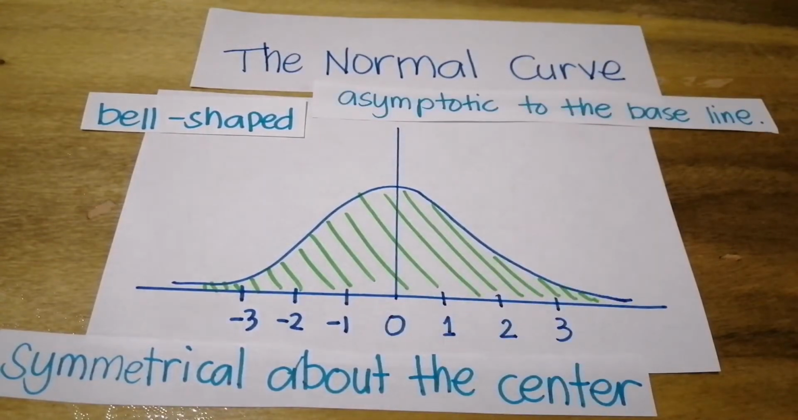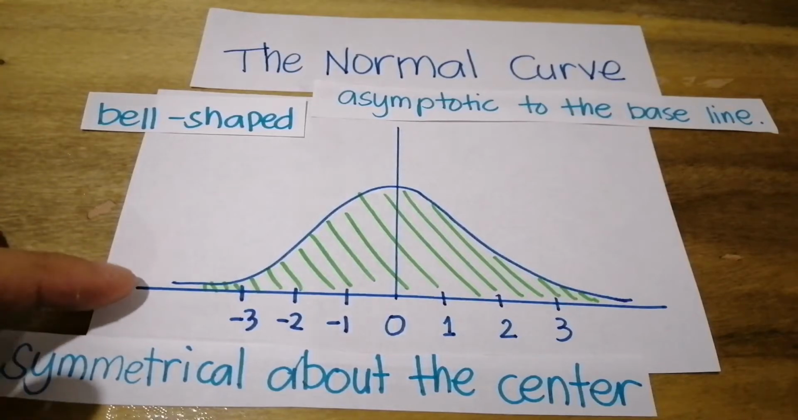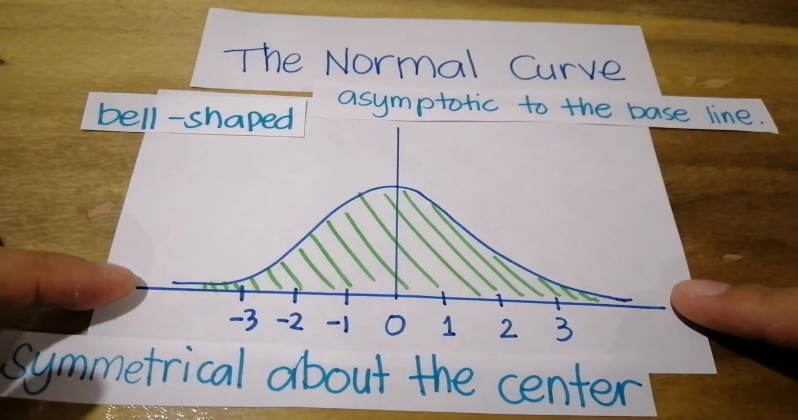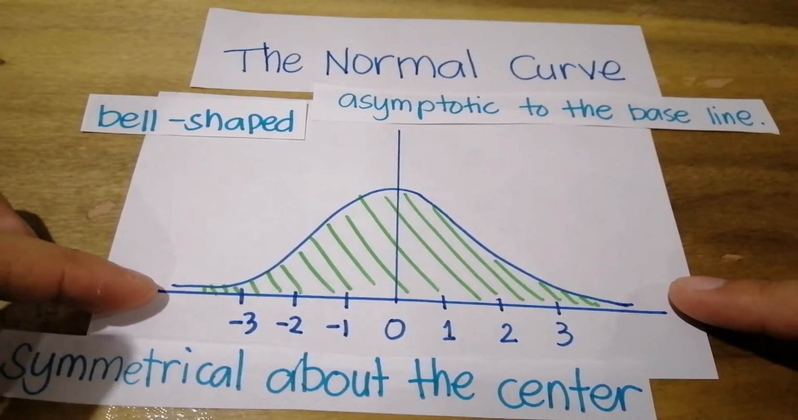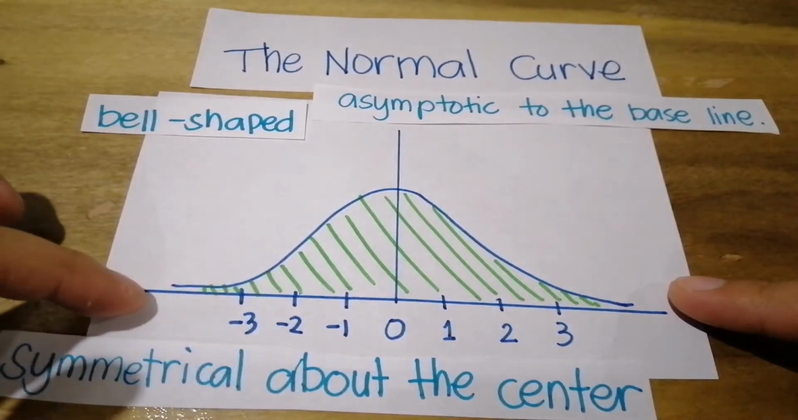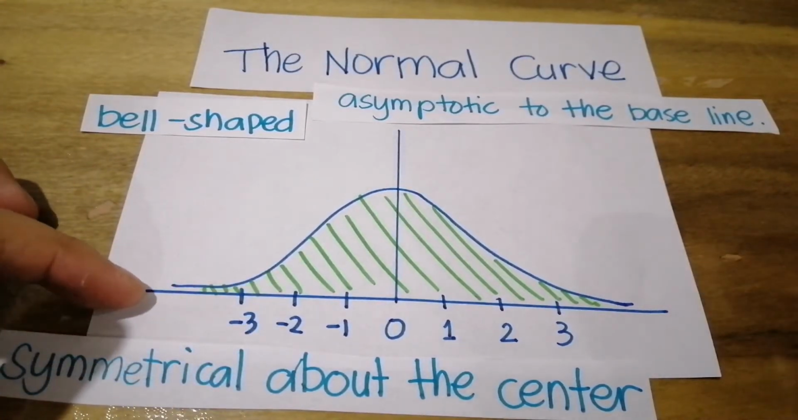Another important characteristic is the curve is asymptotic to the baseline. So notice the tails here do not touch the baseline. It is asymptotic to the baseline. It gets closer and closer to the baseline, but it will not touch the baseline.